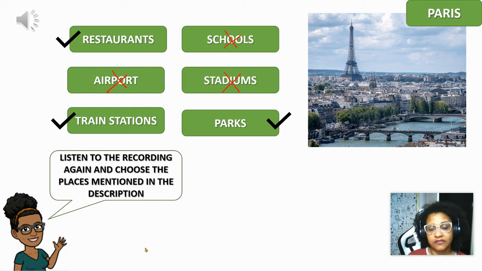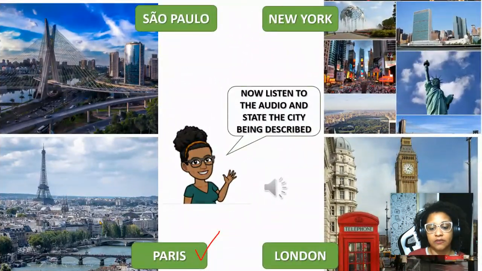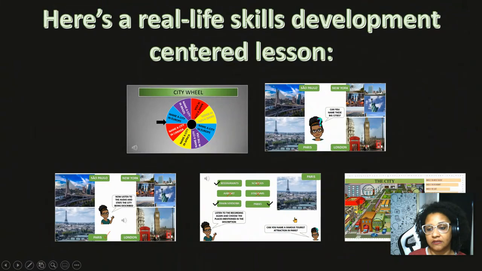So in this part of the listening, we are working on specific information. And on the part before that, we were just identifying the general idea. Where in the world are they talking about?